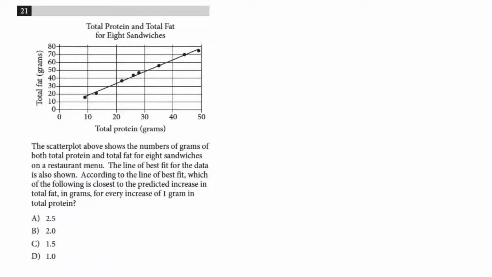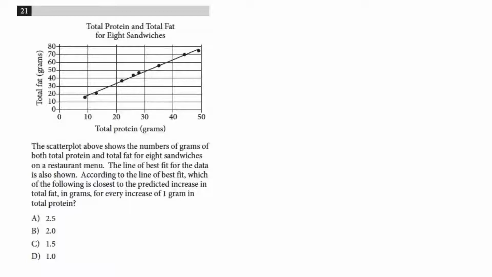21. Total protein and total fat for 8 sandwiches. The scatter plot above shows the number of grams of both total protein and total fat for 8 sandwiches on a restaurant menu. The line of best fit for the data is also shown. According to the line of best fit, which of the following is closest to the predicted increase in total fat in grams for every increase of 1 gram in total protein?